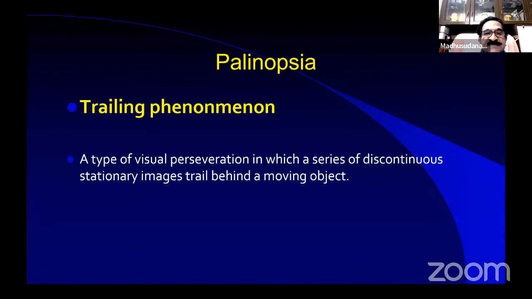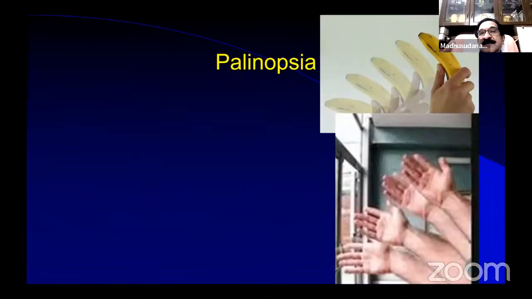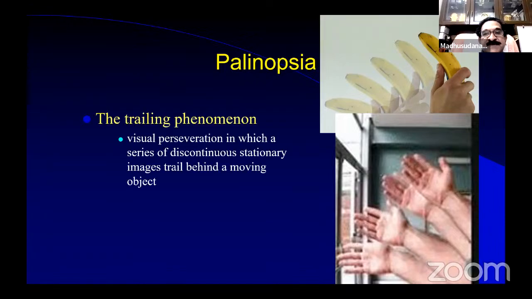Trailing phenomenon is a type of visual perseveration in which a series of discontinuous stationary images trail behind a moving object. It describes an object in motion leaving frozen copies in its wake. For example, if you're moving a banana like this, the image of the banana can be seen trailing behind. If you move your hand like that, you can see multiple hands behind your hand. That is visual perseveration, in which a series of discontinuous stationary images trail behind a moving object.